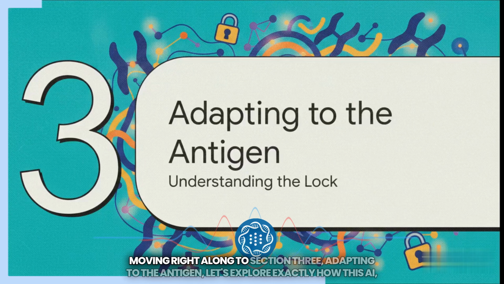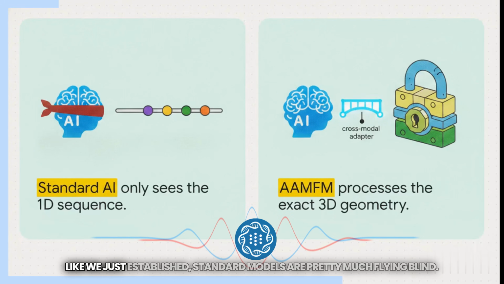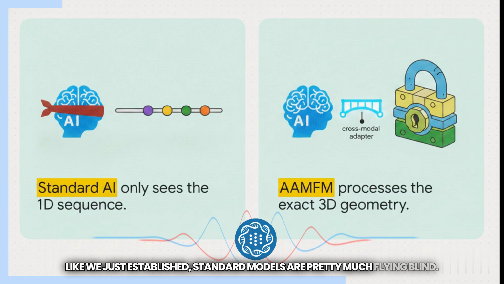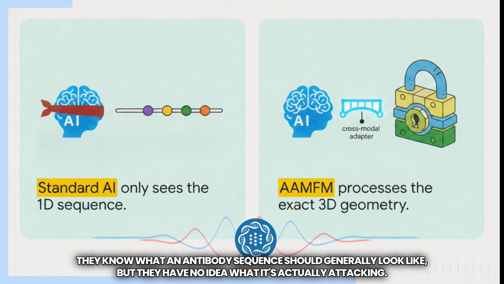Moving right along to Section 3, Adapting to the Antigen. Let's explore exactly how this AI looks at the lock it's trying to open, which happens during that critical second phase of training. Like we just established, standard models are pretty much flying blind. They know what an antibody sequence should generally look like, but they have no idea what it's actually attacking.